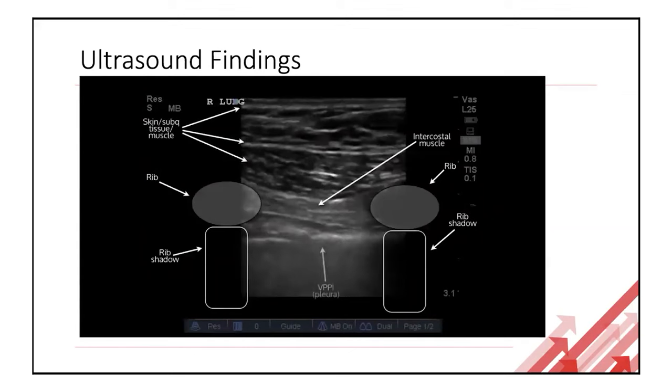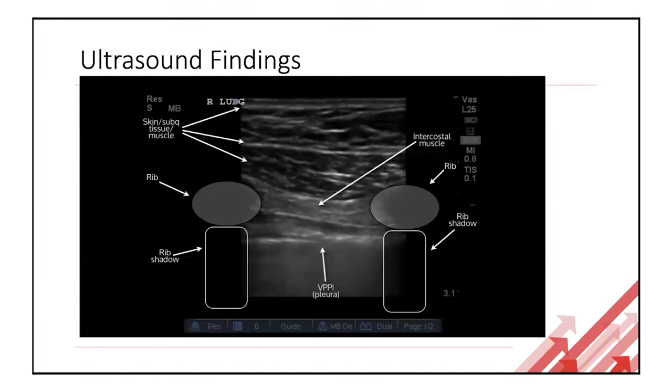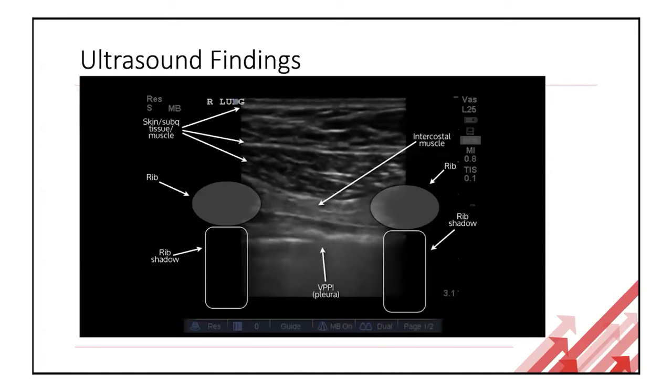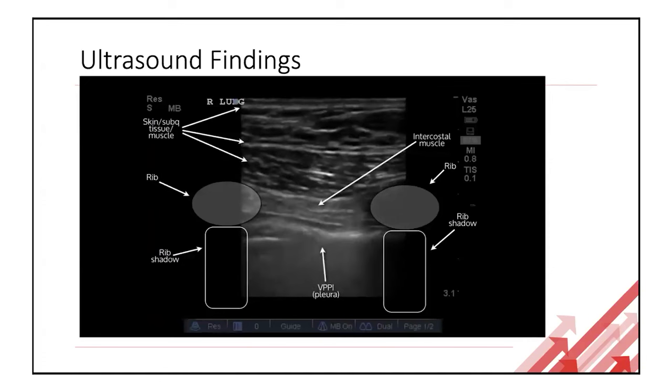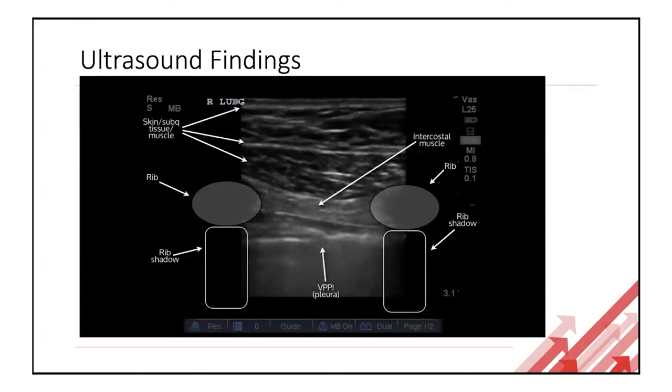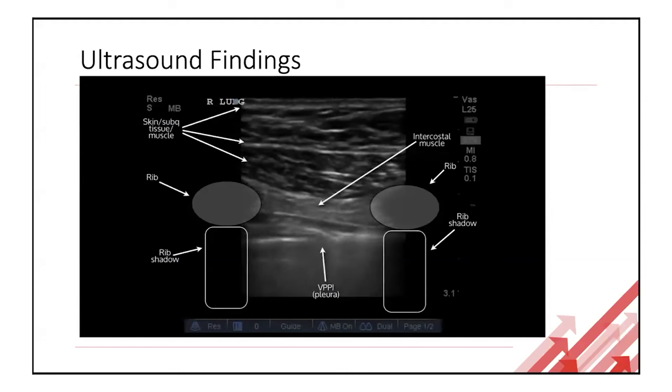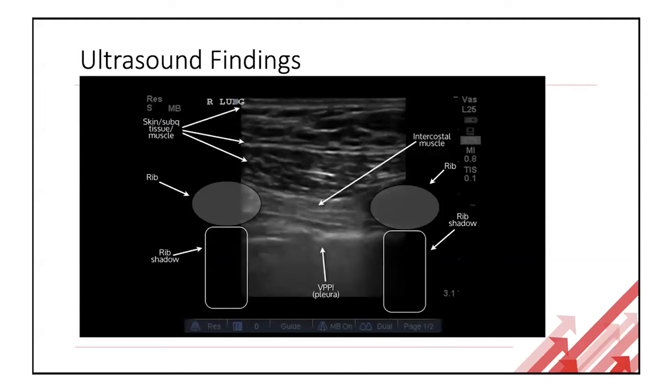Then underneath the ribs, you'll see the VPPI, which stands for visceral parietal pleural interface, or you can just call it the pleura. What you're looking at here is the relative motion between the parietal pleura, which is on the rib cage, and the visceral pleura, which is on the lung itself. You're not going to be able to tell the difference between the two, and in fact, in a pneumothorax, this white line is still going to be there. Really, what you're looking for is this line, this VPPI or pleural line, moving back and forth, left to right on the screen. That's what you're looking for.